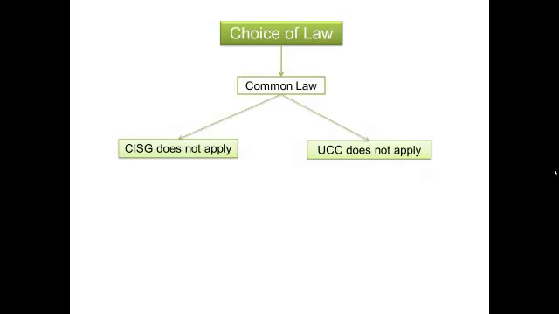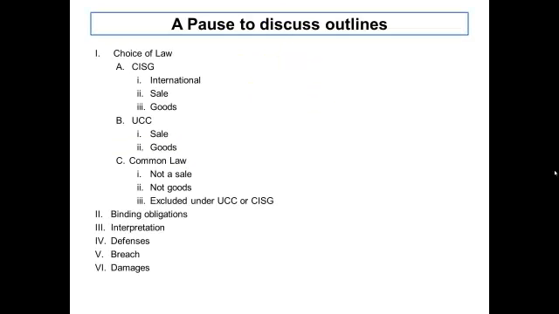Finally, we turn to the common law. I haven't put up a specific rule for common law, but instead have listed it as the default rule. In essence, if neither the CISG nor Article 2 of the UCC apply, then the common law does. Because we have a little bit of material under our belt at this point, I want to pause and talk for a second about outlining.